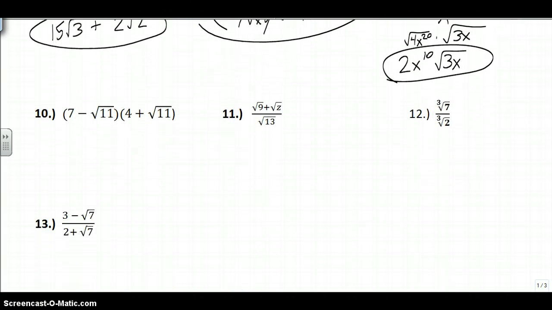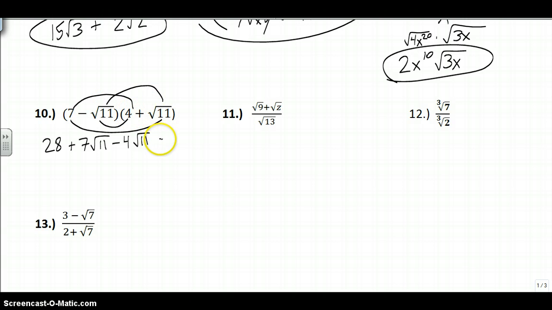Number 10, let's see. This is FOIL, basically. No different than 7 minus x times 4 plus x, right? No different. You're just multiplying, okay? 7 times 4 is 28. 7 times square root of 11 is plus 7 square root of 11. Negative square root of 11 times 4 is negative 4 square root of 11. And negative square root of 11 times positive square root of 11 is negative square root of 121.